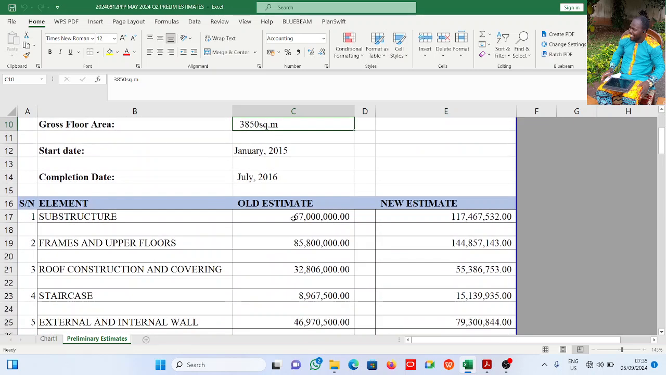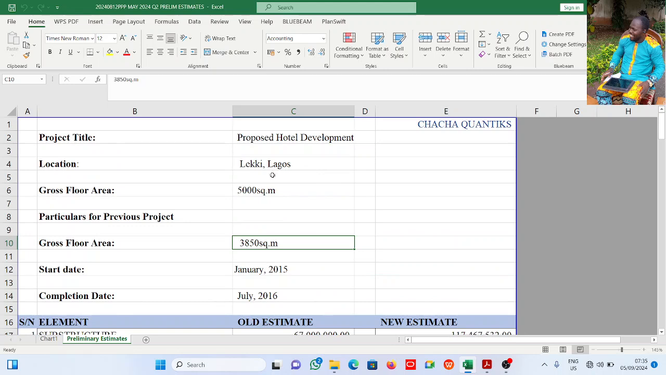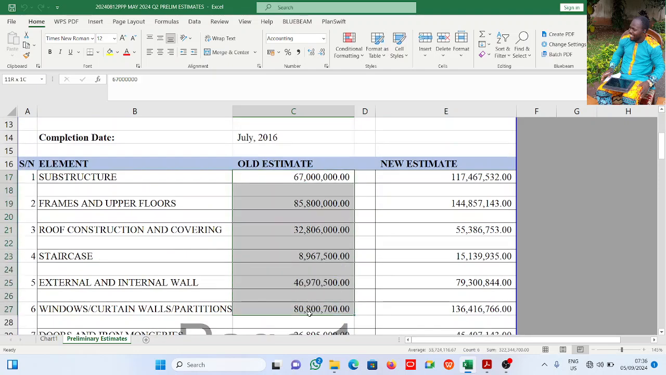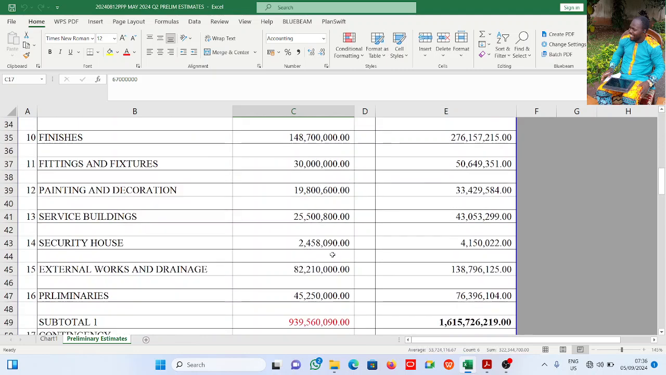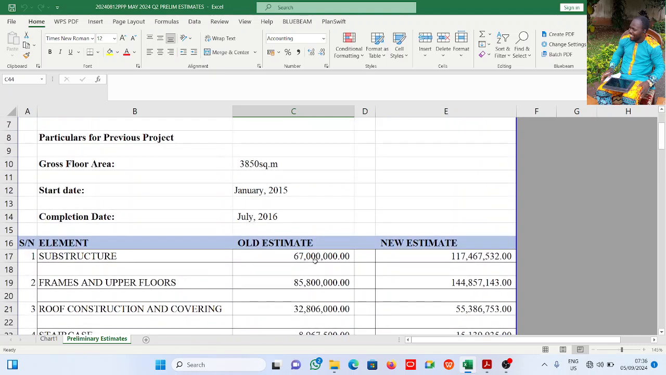Now we have the gross floor area of the previous project, and we have the gross floor area of the proposed project. This is the elemental cost of the similar project we want to use. How do we go about it? What this implies is that this gross floor area of 3,850 has an elemental cost of 67 million. This gross floor area of 3,850 has an elemental cost for frames and upper floor of 85,800,000 naira.